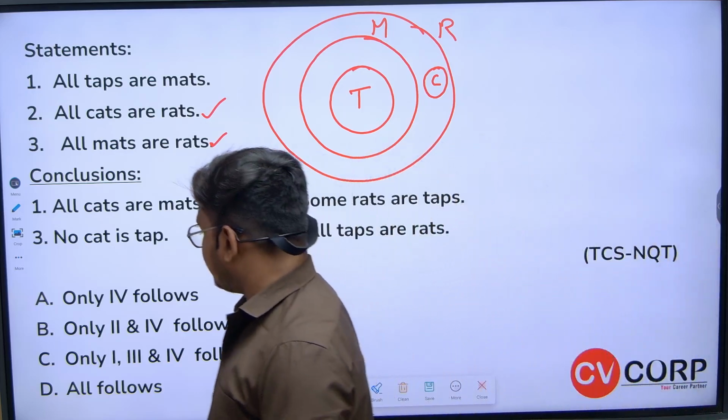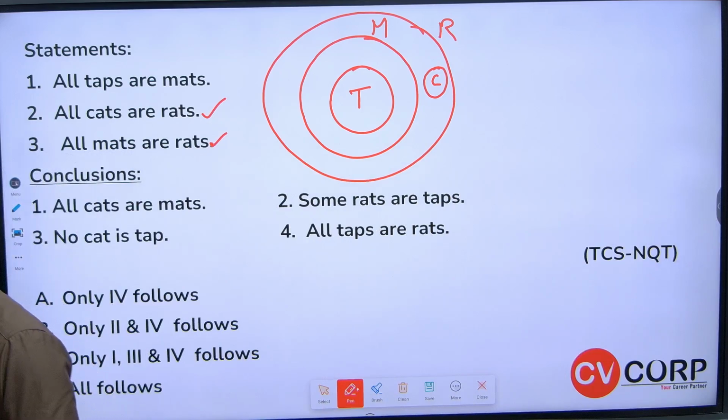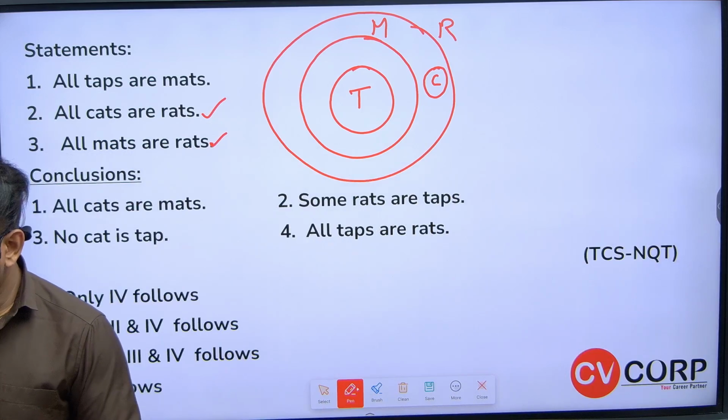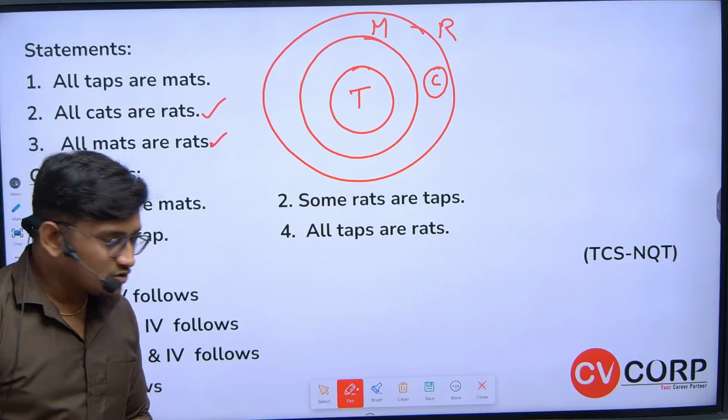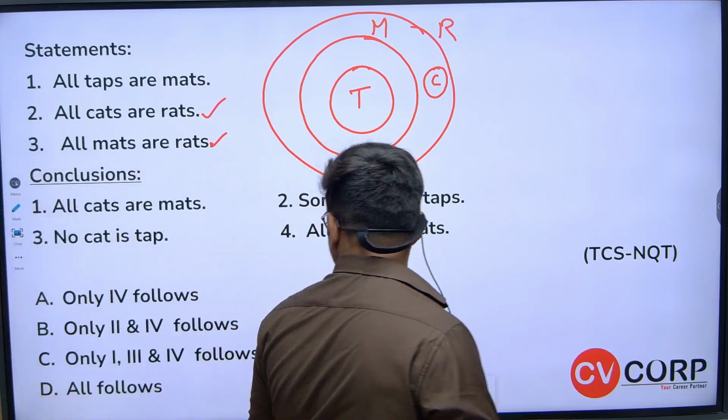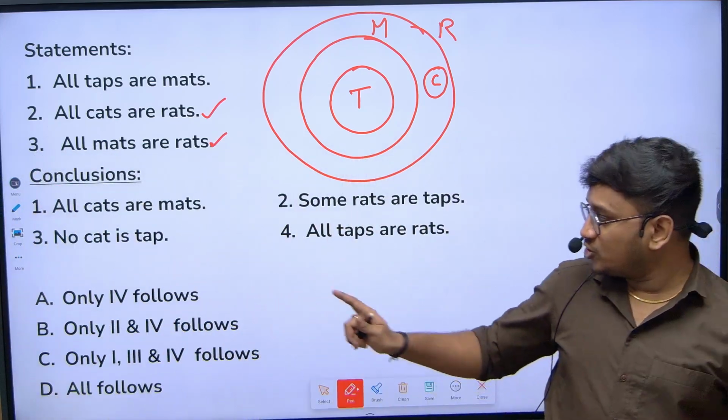Can you guess which conclusion will be correct? Just try to prove which conclusion will be wrong. Yes, I can see answers. Option B, there are 4 students who posted option B is correct. Option B means conclusions 2 and 4 follow.